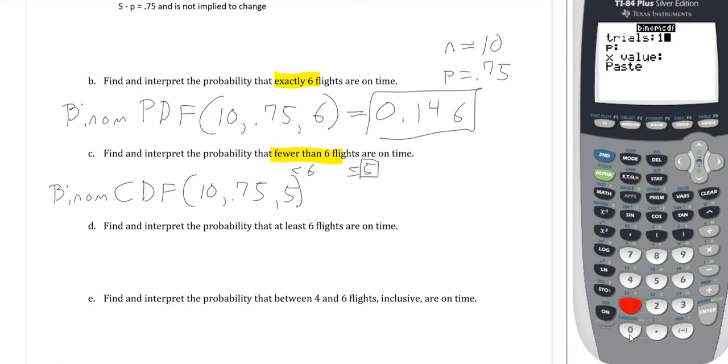All right, so we have 10 trials, 0.75 probability of success, and 5 successes at most. That's what less than 6 means. That will give us an answer of 0.078.